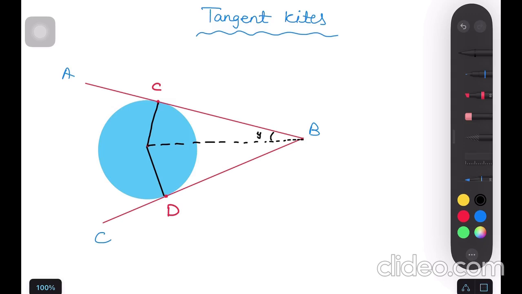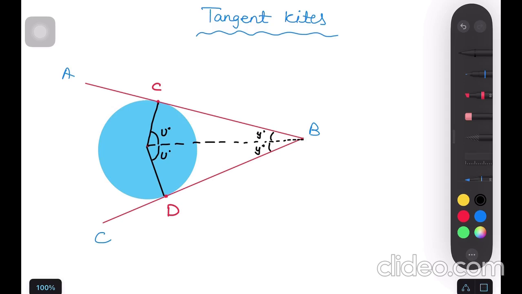For example, if this angle is y degrees, then this angle will also be y degrees. These angles are cut into two equal parts. Same goes here. If this angle is, for example, u degrees, then this angle will also be u degrees. This property is somehow related to the property of a kite as well, that their opposite or facing angles are equal. So this is the theorem regarding the tangent kites which are formed with the circle.